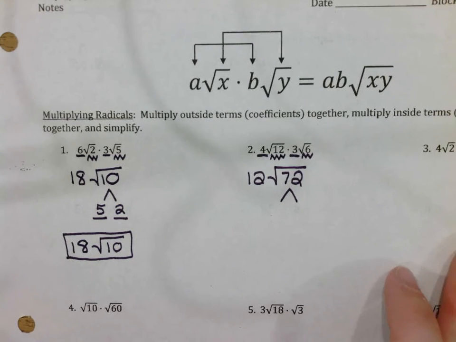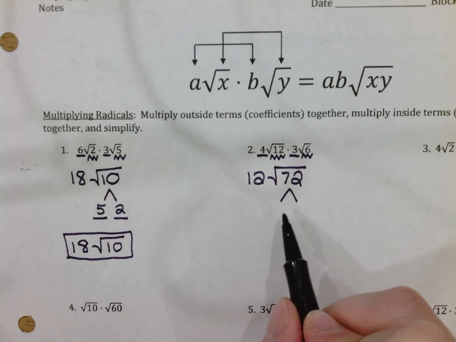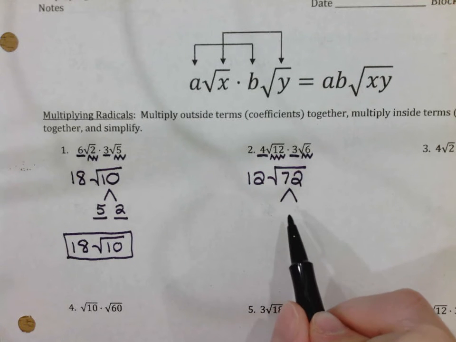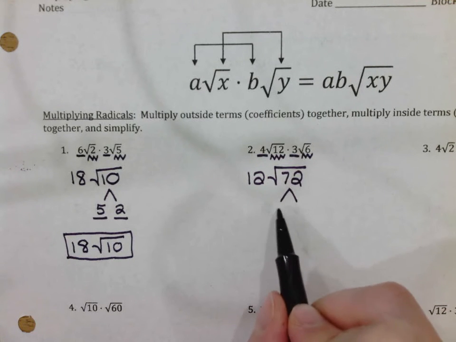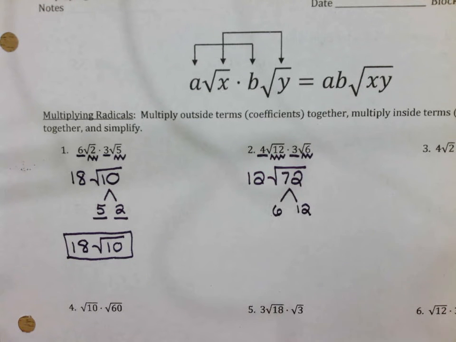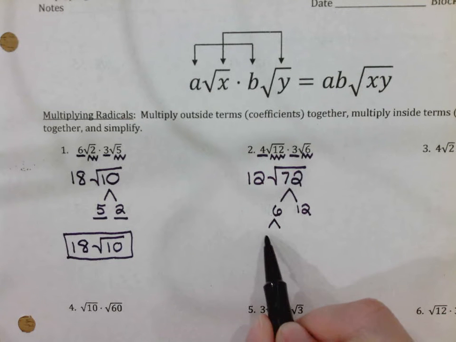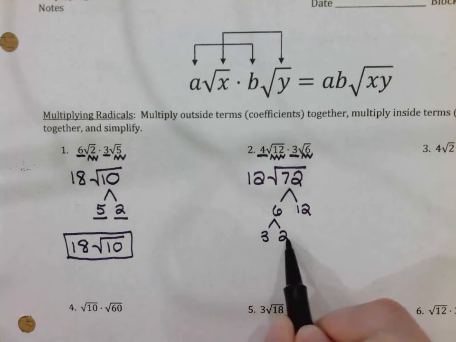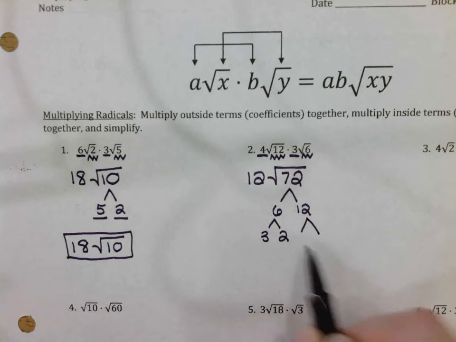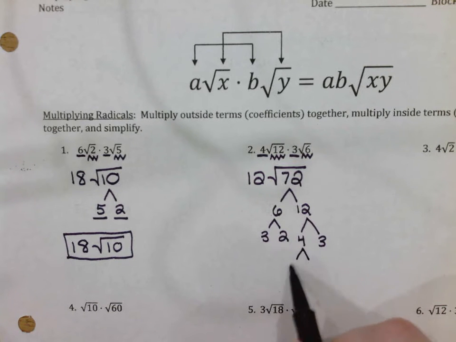So you could use 8 and 9, you could use 2 and 36, or 6 and 12. Doesn't matter. We'll all get the same answer in the end. So I'll use 6 and 12. And then we can keep simplifying this. I could use 3 and 2, and 4 and 3, and 2 and 2.